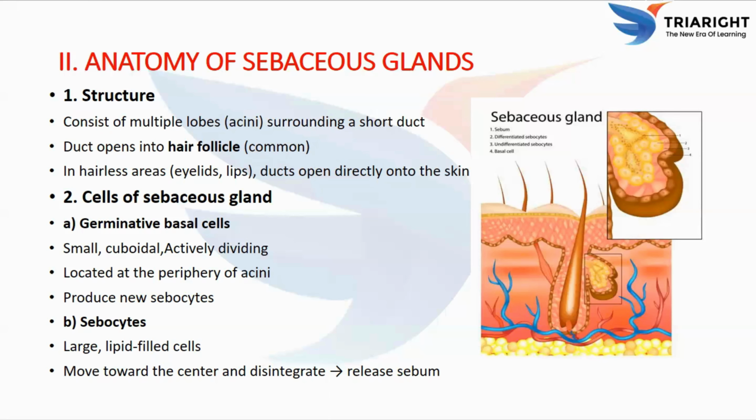So what is sebum? Sebum is a thick oil secretion consisting of triglycerides, waxes, fatty acids, cholesterol, and squalene. So what is the function of sebum? It provides lubrication, an antimicrobial role, a waterproofing role, and it also protects the hair.